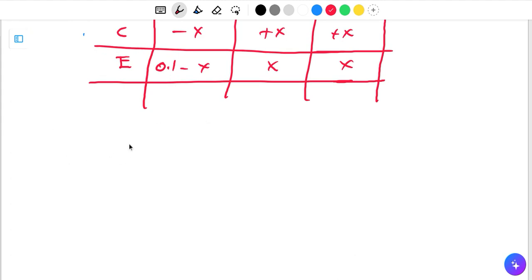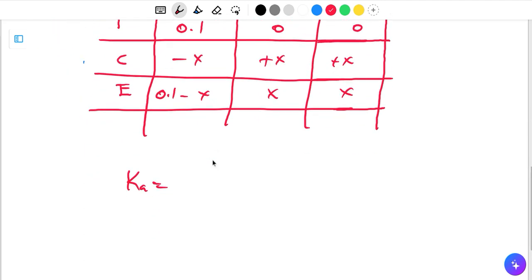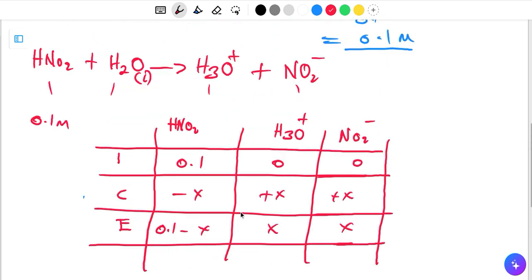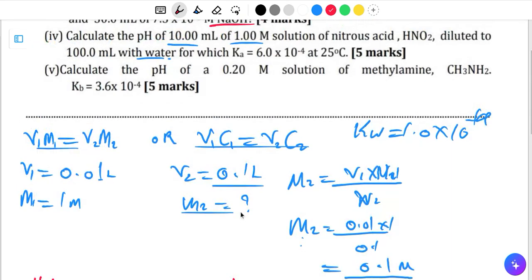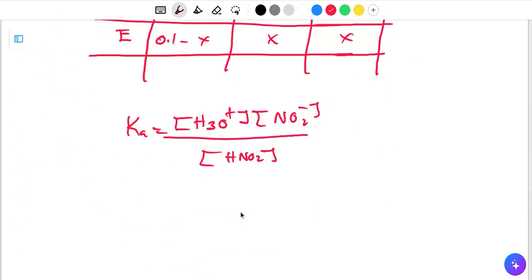What is our Ka expression? Ka expression is equal to product over reactant. So in terms of the product that we have here, we have hydronium ion and nitrogen oxide ion. Then on the down part for the reactant, we have nitrous acid. So this is what we have. But remember, the question has given us the value of Ka, which is 6.0 multiplied by 10 to the power negative 4. So we can replace it. Then this is equal to.